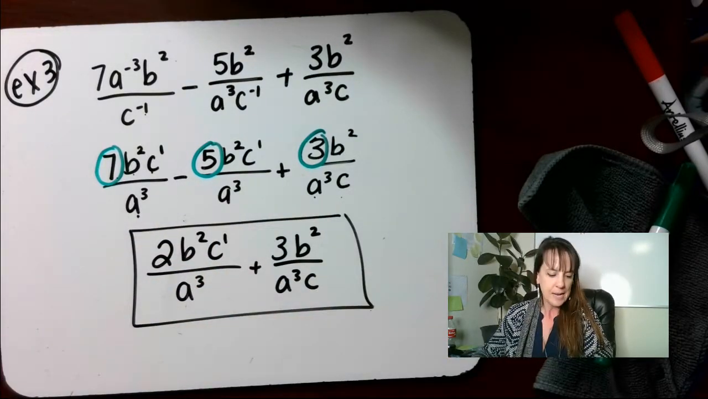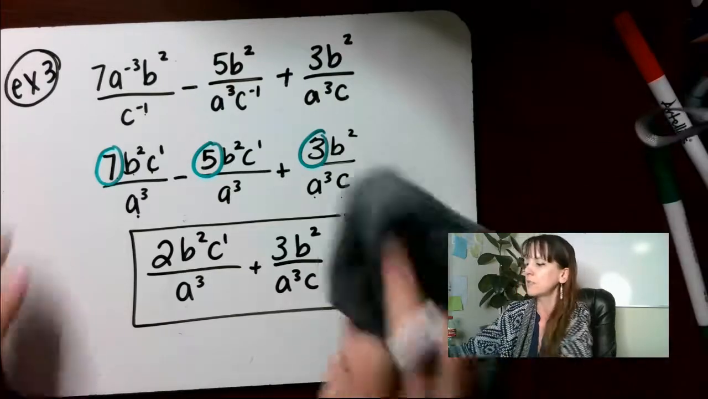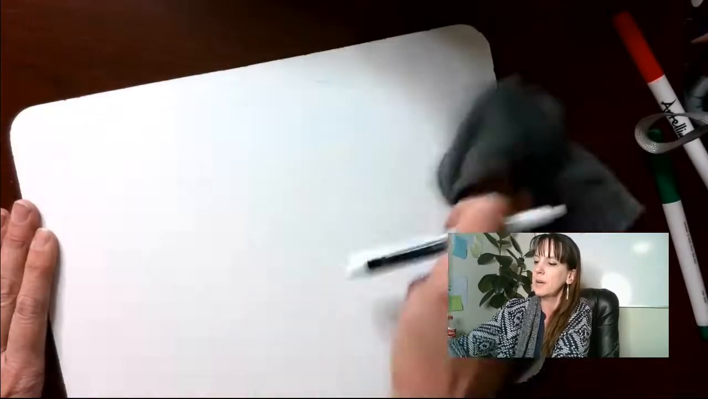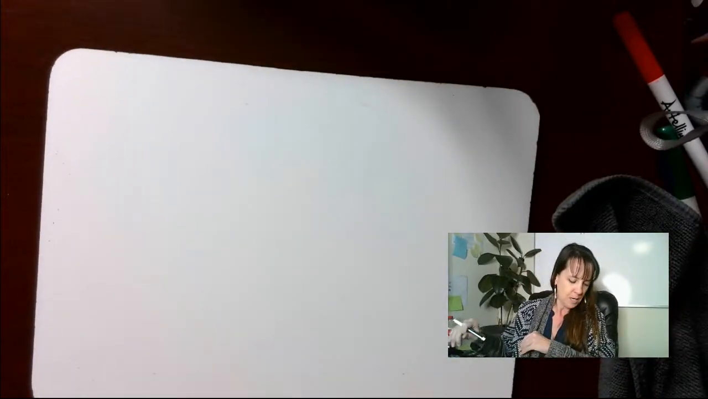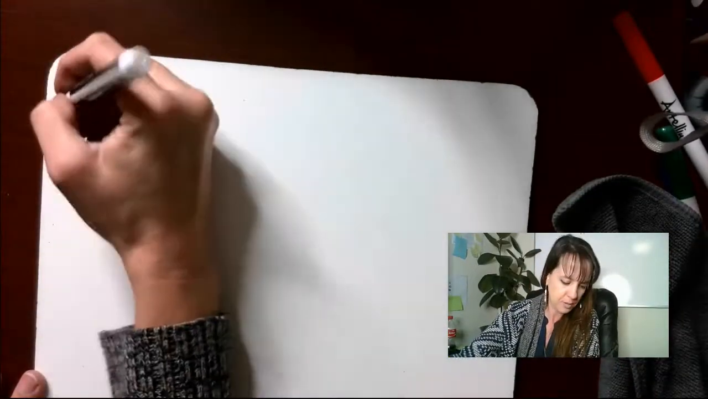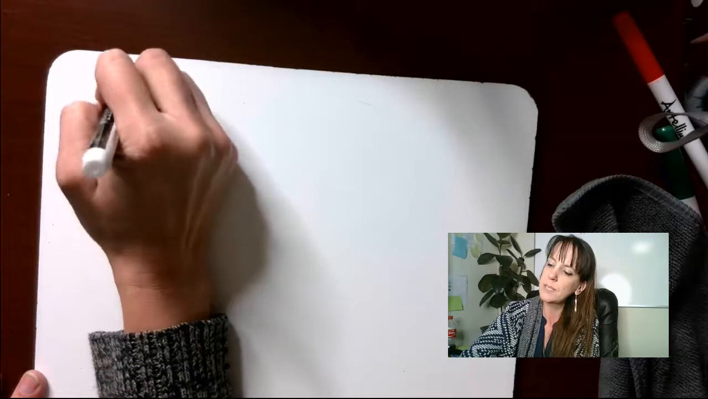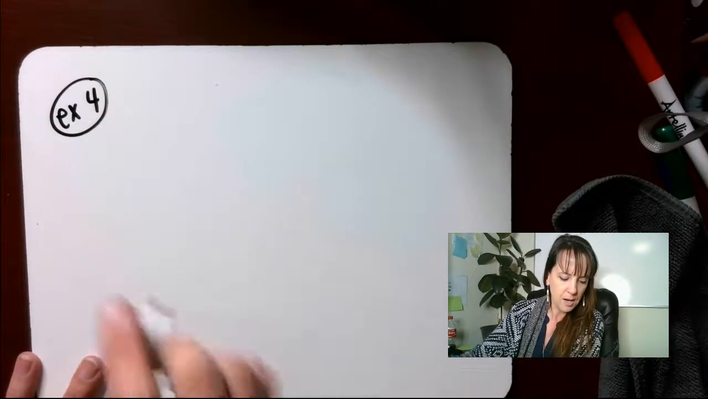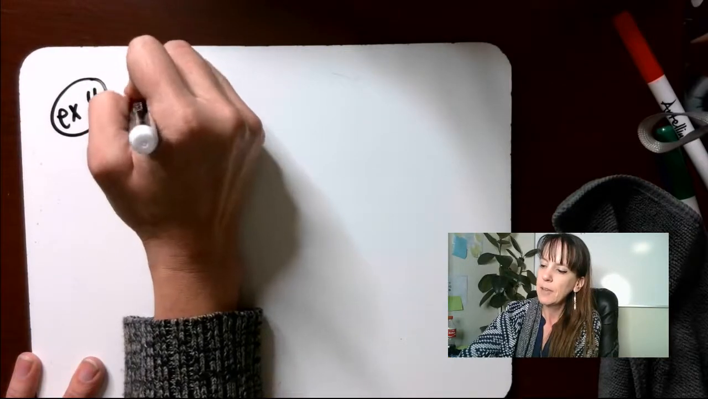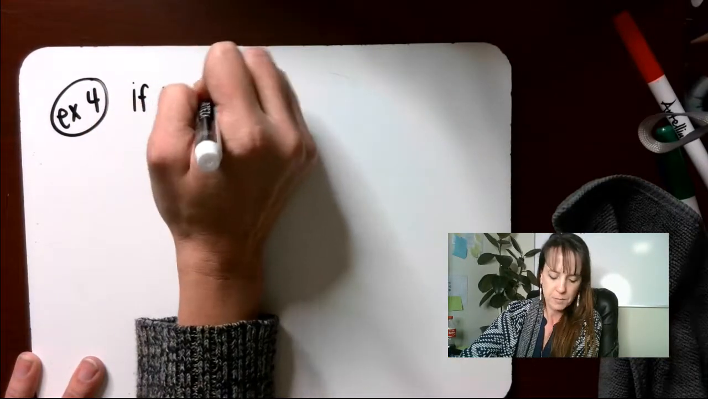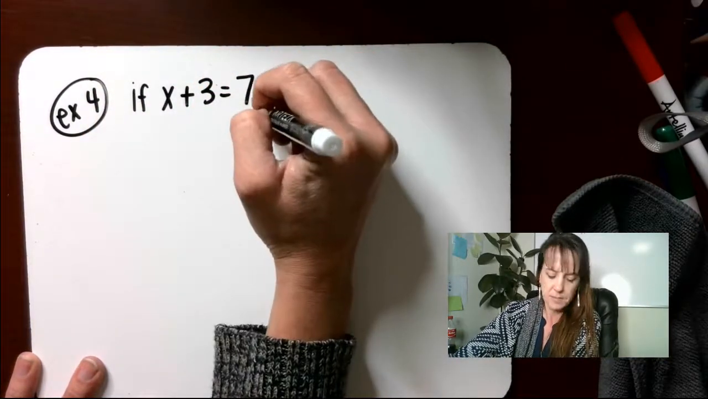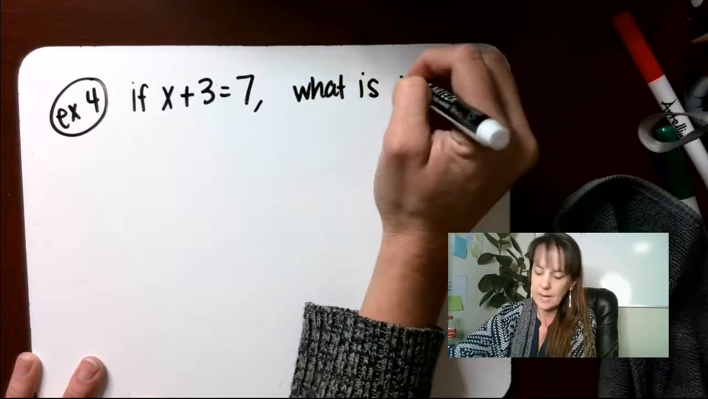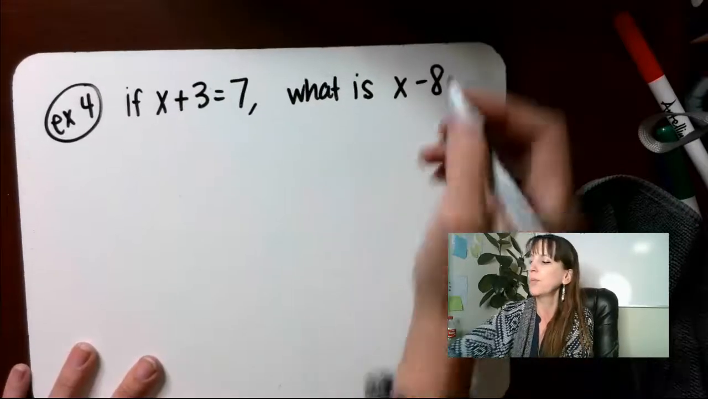All right, guys. So now we're also going to talk about two-step problems. So example number 4. Make sure you guys are writing these down. If x plus 3 equals 7, what is x minus 8? Okay, what is x minus 8?